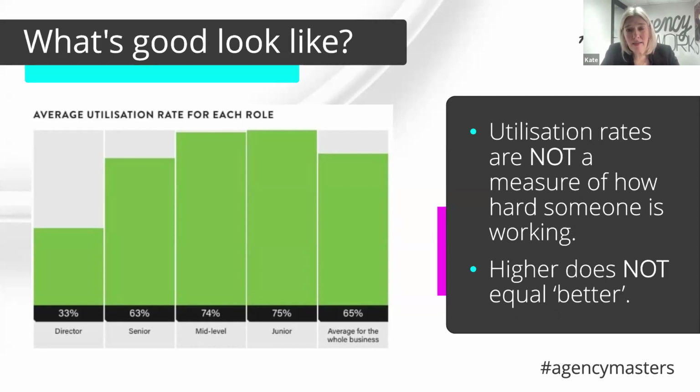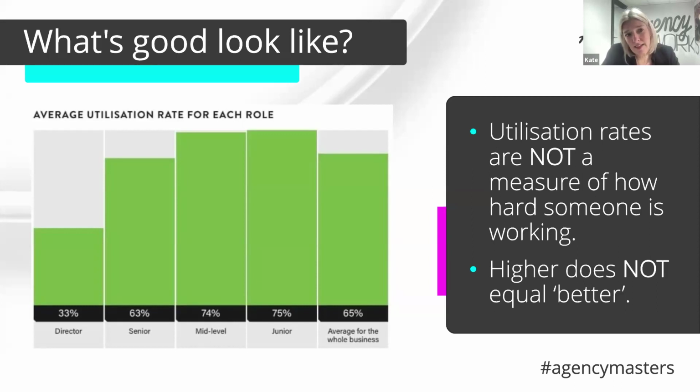One thing to remember is that utilization rate is not a measure of how hard somebody is working. It doesn't mean they're working harder because they've got a higher rate. And actually, if you're reaching very high rates, especially 100% utilization, which obviously is impossible, then that means your staff are overworked. It means they're not concentrating on any upskilling or personal development. So if you are hitting that 100%, that's a big warning sign.